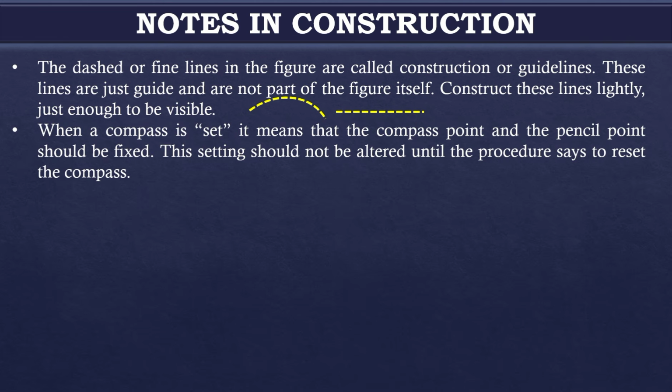And then, take note that when a compass is set, it means that the compass point and the pencil point should be fixed. This setting should not be altered until the procedure says to reset the compass. So, eto pong pagsiset ng radius ng ating compass. So, importante po ito. Meron kasi mga lines na dapat pareho doon, lalo na pag gumagawa tayo ng perpendicular line, or I'm specifically perpendicular bisector. So dapat kung ano yung radius na ginamit mo dito, yung distance, ganun din po dapat sa kabila. So importante po yung pagsiset ng compass. Unless sinabi na baguhin mo na siya.